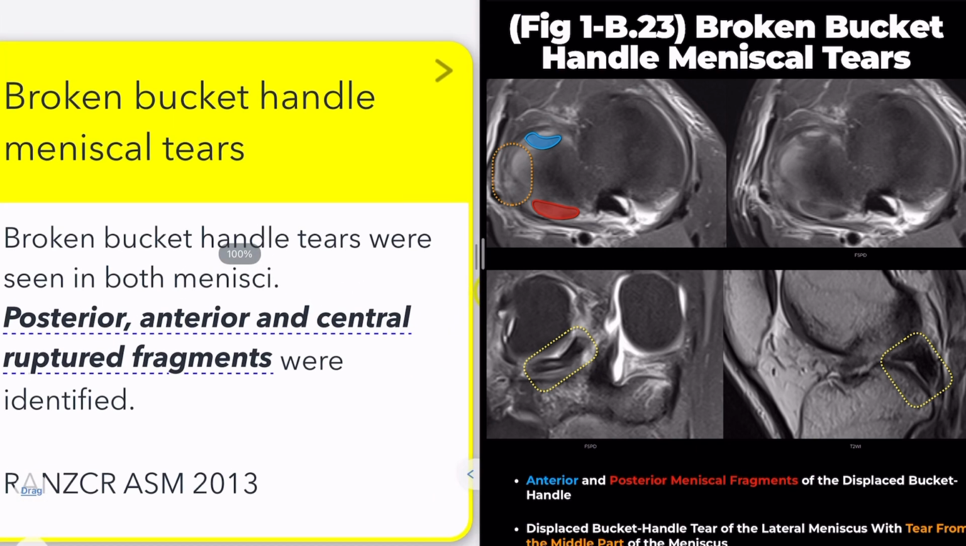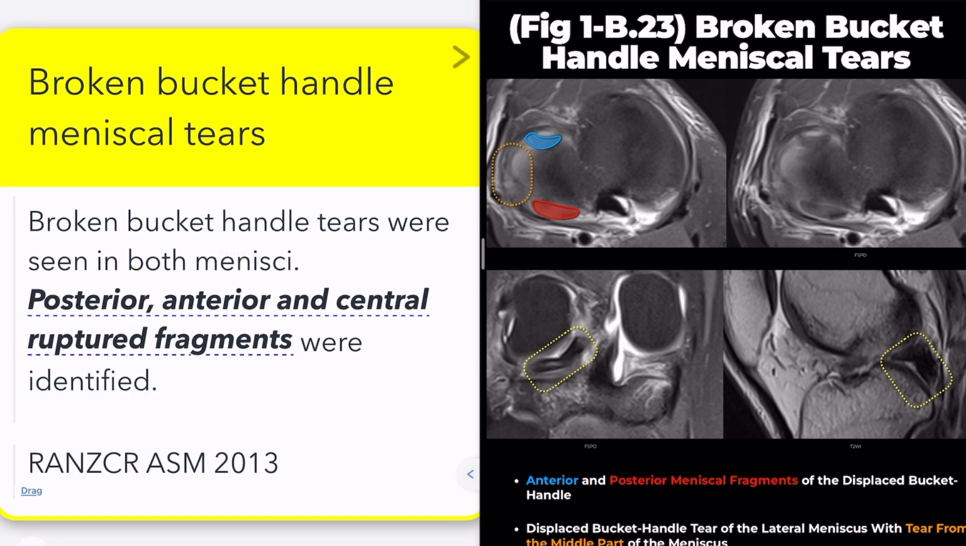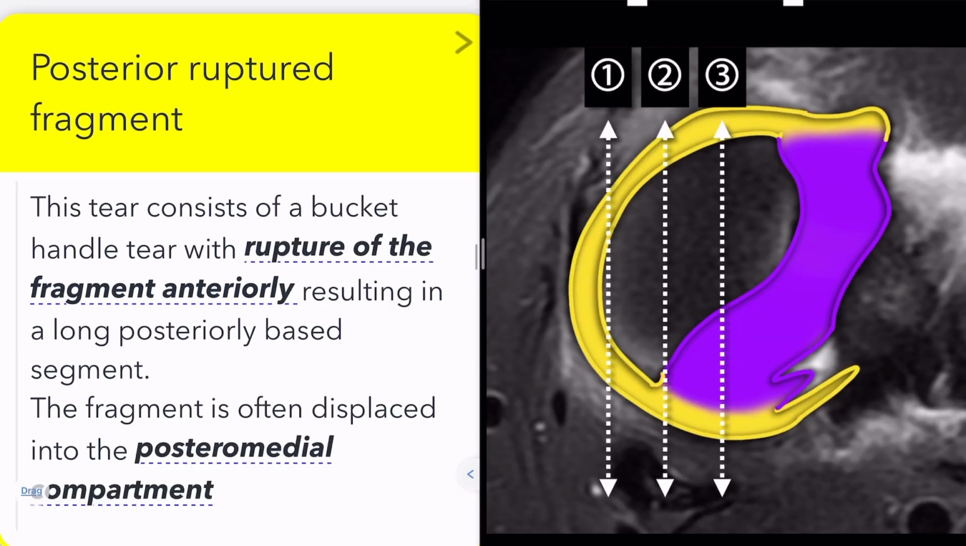Broken bucket handle tears were observed in both menisci. The ruptured fragments were identified as posterior, anterior, and central.